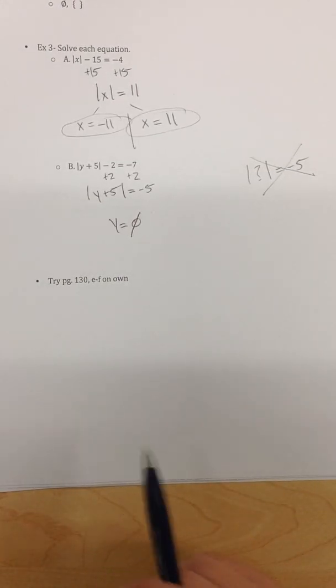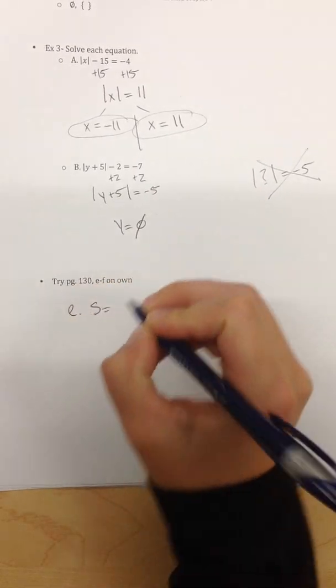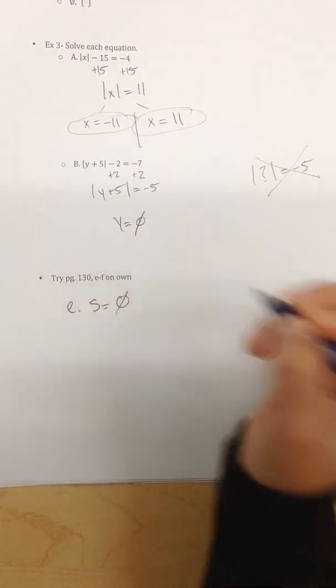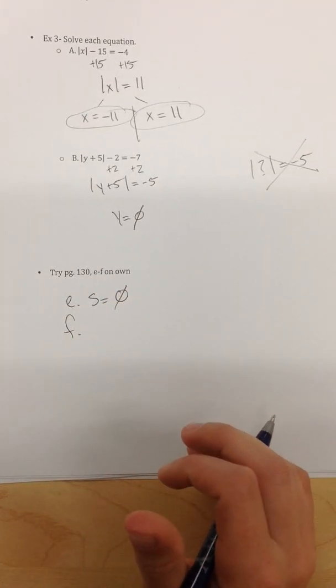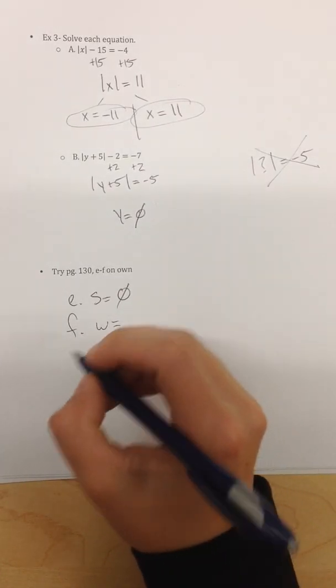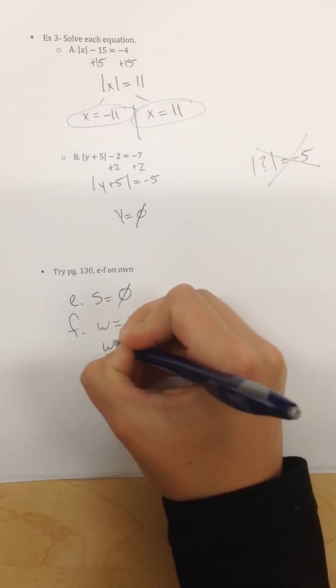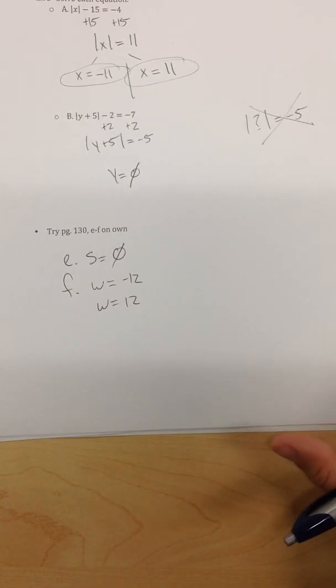Okay, on page 130, try out E and F. I'll get you your answers. So for E, they got S is equal to empty set, so there's no solutions for that one. And then for F, they got W is equal to -12, and W is equal to 12. Okay, so those would be your two answers there.